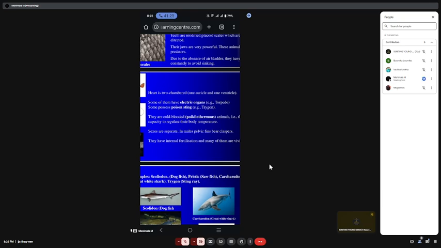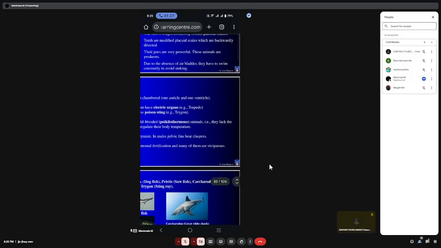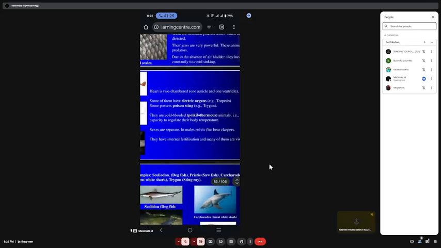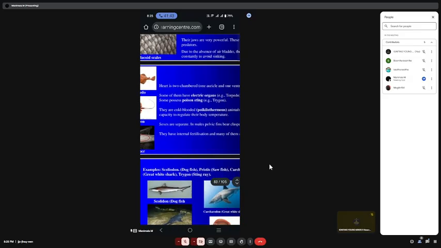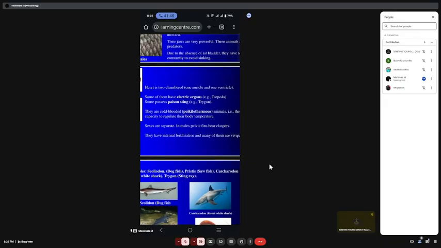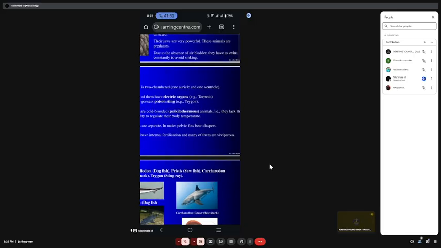Poikilothermous means cold-blooded animals, and they lack the capacity to regulate their body temperature. That means the body depends on environmental temperature. Their sexes are separate. The male pelvic fins have claspers. Internal fertilization takes place, and the majority of them are viviparous.